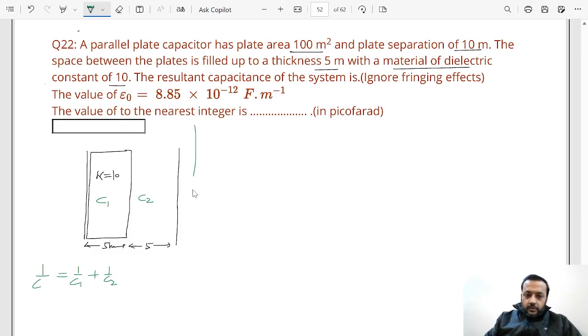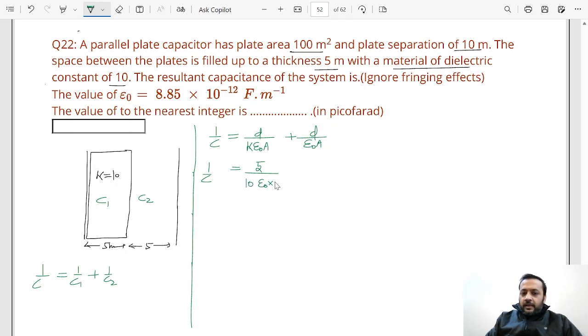Okay, so if I put the formula here, 1 upon C will be equal to 1 upon C1. C1 is K epsilon naught A by D, and C2 will be epsilon naught A by D, because C2 is the vacuum capacitor, so K will be 1 here. Now D is this thickness, because for C1 the thickness is 5 and for C2 also the thickness is 5. So you will write D as 5, K as 10. Epsilon naught, the value we will put later on. A is 100. Then here also you will put D as 5, epsilon naught into A as 100.